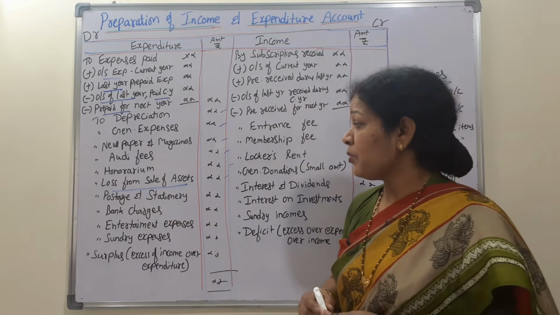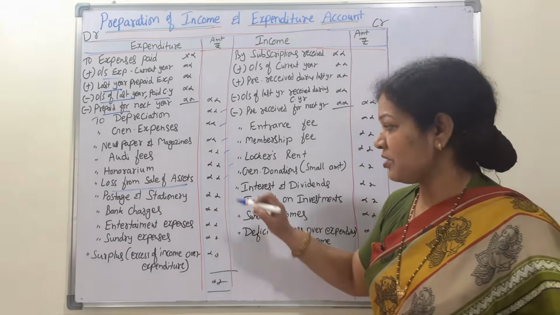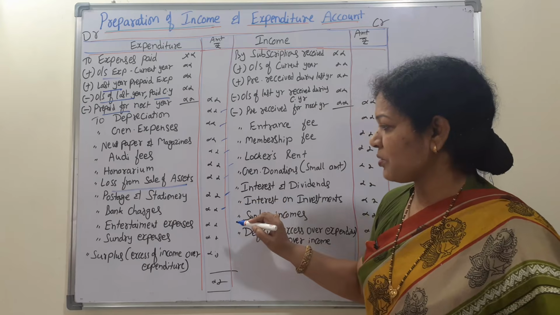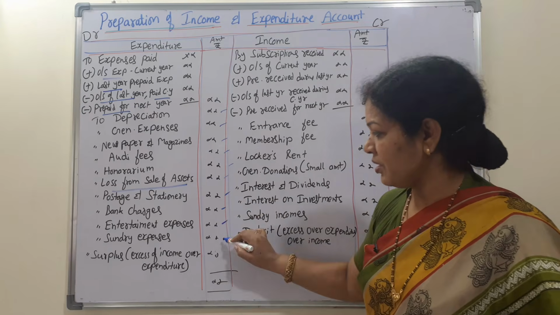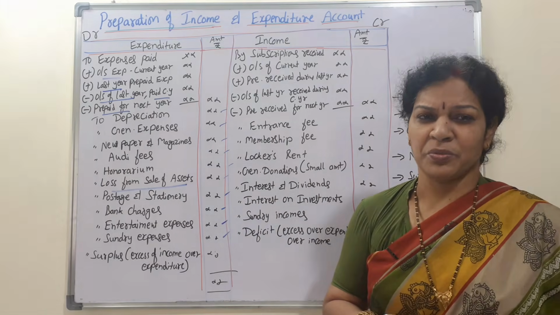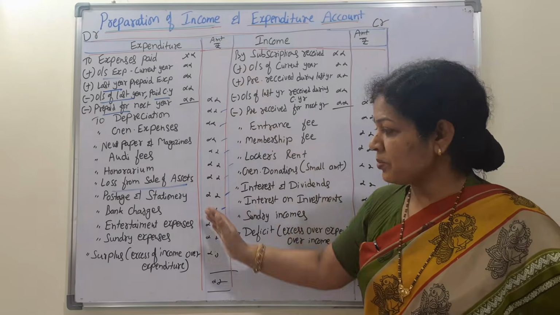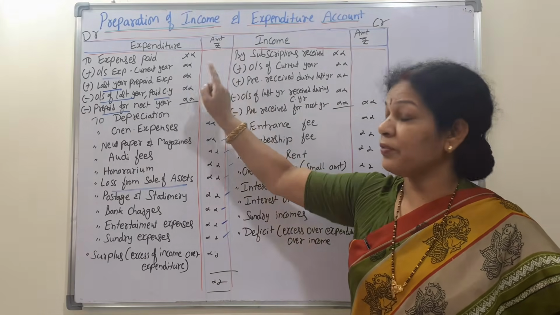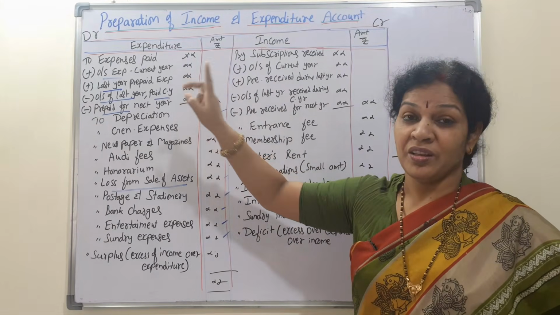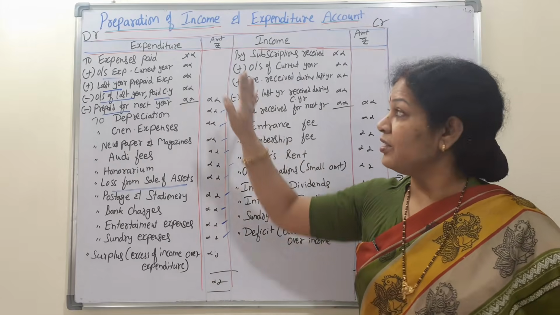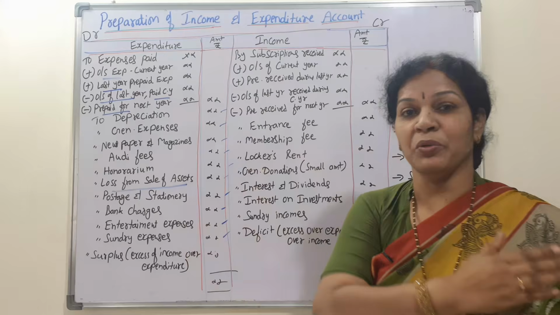Next, postage and stationery expenses, bank charges, entertainment expenses, sundry expenses meaning other or various expenses. It can be anything. So all the expenses we have written on the debit side. Please be careful about the expenses, as adjustments will be there. If you are clear on expenditure, then we'll go for payments.